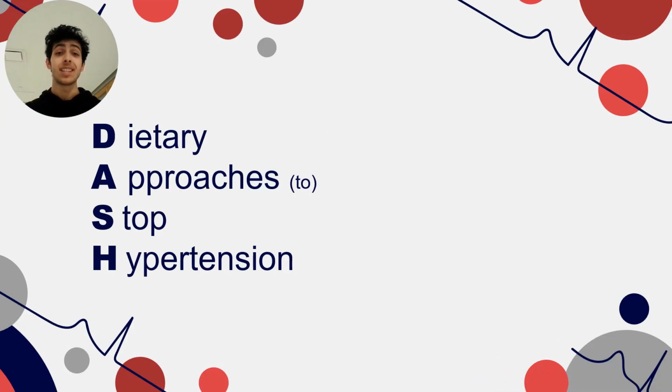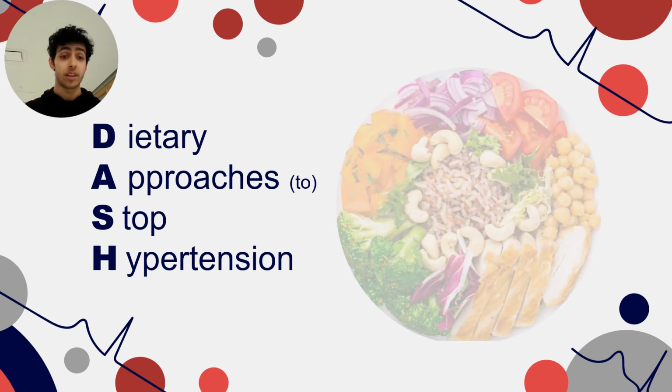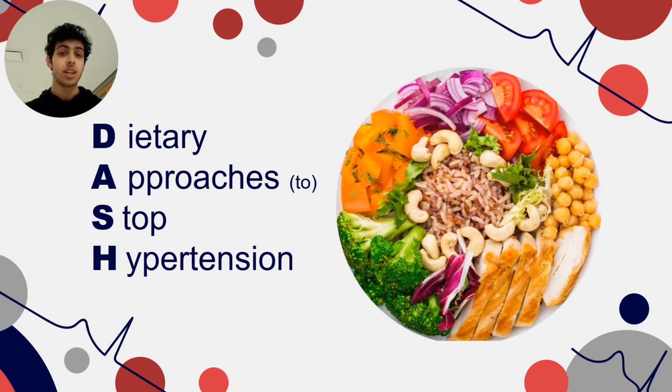This brings us to the DASH diet, which stands for Dietary Approaches to Stop Hypertension. DASH is a heart-healthy eating plan designed to lower blood pressure in people with high blood pressure, hypertension. It emphasizes fruits, vegetables, whole grains, potassium, and lean proteins while reducing saturated fats and added sugars. The main aspect of this diet is the sodium reduction.